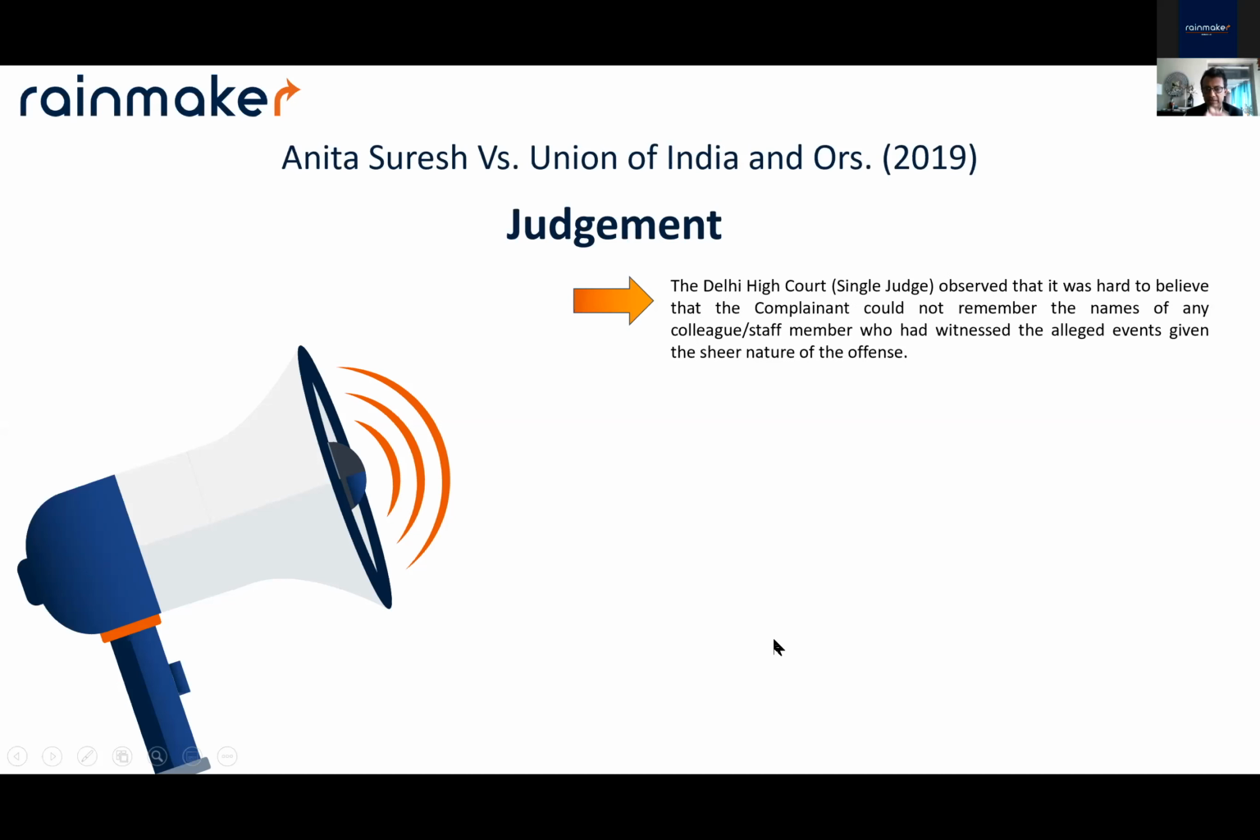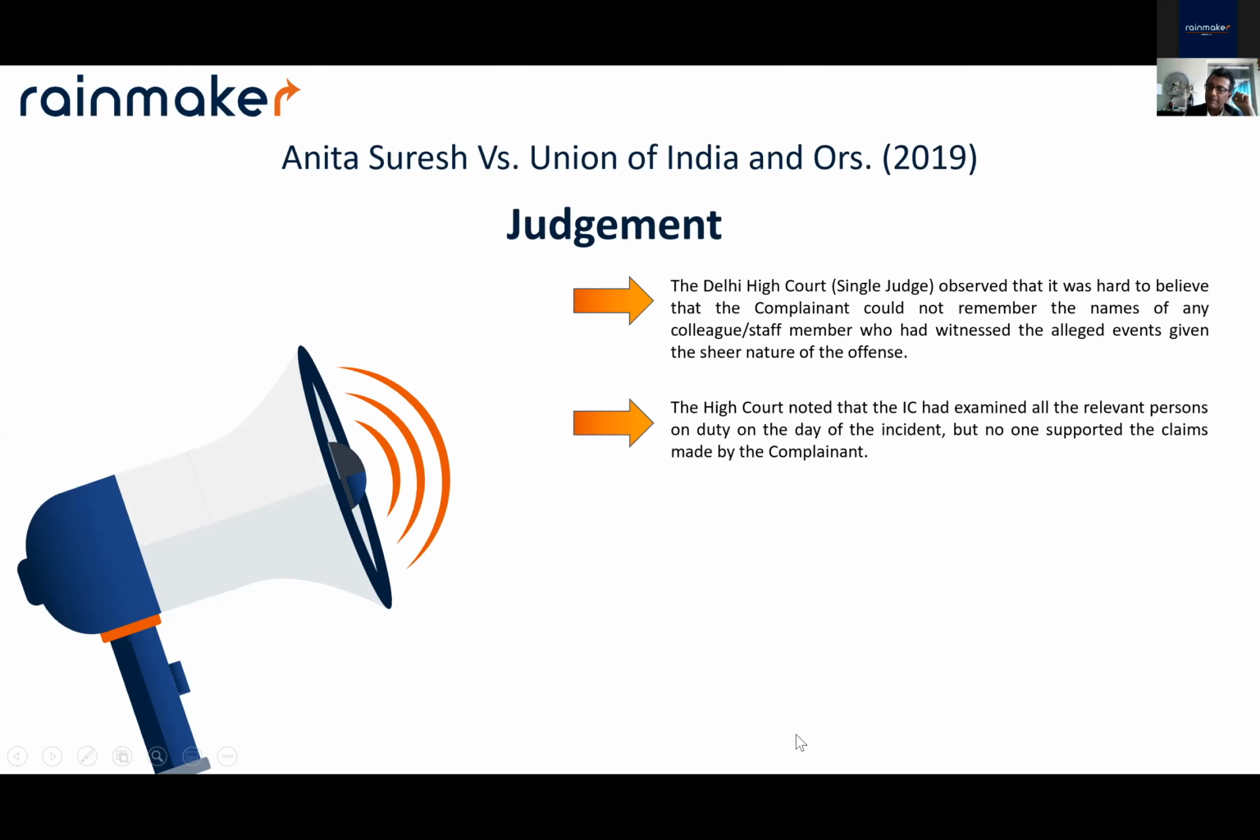But let's go for the judgment order of this court. So a single judge of the Delhi High Court observed that it was hard to believe that the complainant could not remember the names of any colleague or staff member who had witnessed the alleged events, given the sheer nature of the offense, right? So given the seriousness of the offense, given the fact that the complainant is saying she was humiliated in front of her colleagues, the fact that she could not recollect the name of even a single witness was viewed very seriously by the Delhi High Court.